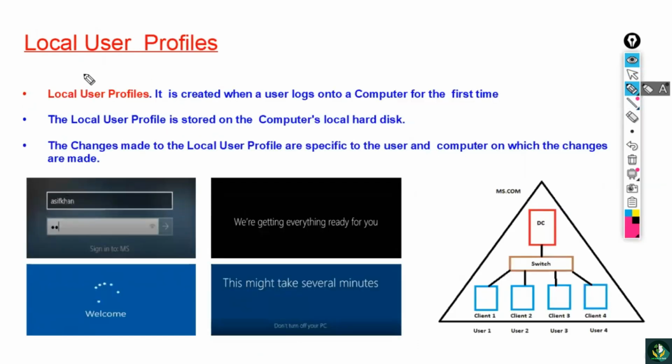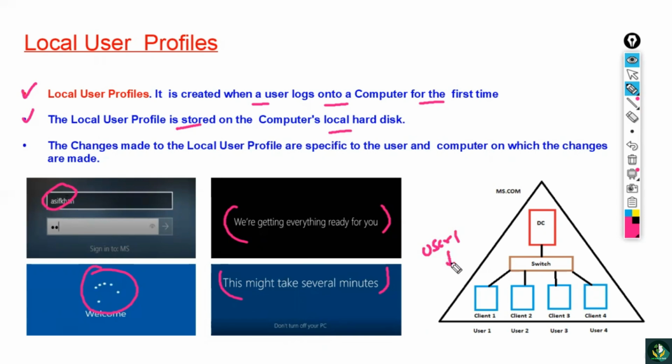First, we'll see what a local user profile is. This local user profile is created when a user logs on to a computer for the first time. When you log on to a computer for the first time, you will get these messages, which means it is creating the profile for you. The local user profile is stored on the computer's local hard disk. Let us say we have user one and he has logged on to this client one for the first time. It will create the profile for user one, and that profile is saved on the local hard disk of this computer.